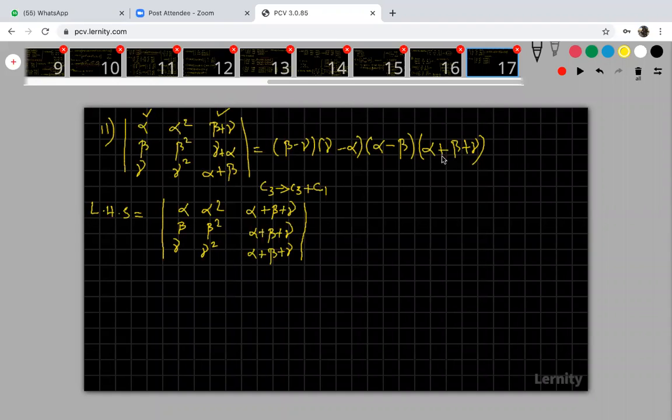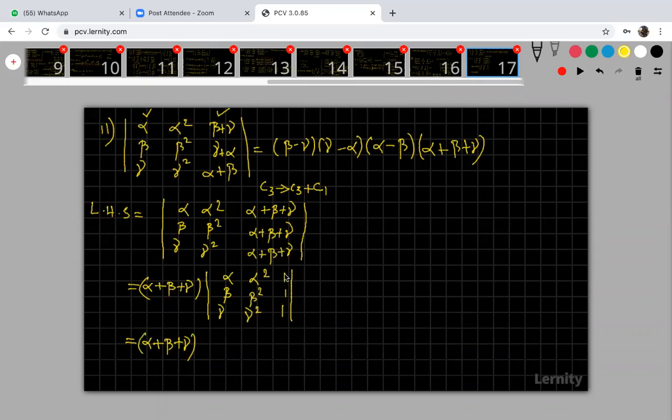Look at the right hand side. The part of the answer is alpha plus beta plus gamma. Here I am getting alpha plus beta plus gamma in all three elements in the third column. Take this alpha plus beta plus gamma outside. So here alpha, beta, gamma. Here alpha square, beta square, gamma square. Here 1, 1, 1. So therefore this is alpha plus beta plus gamma.